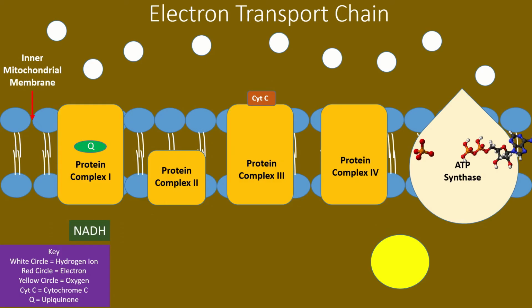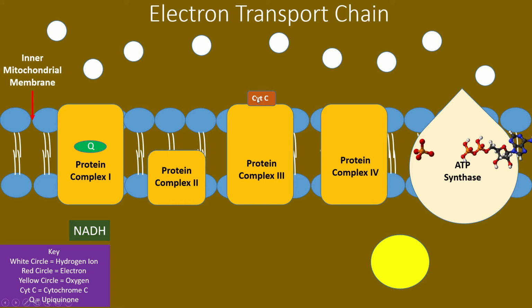A lot is going on here, so let's work slowly. First, notice how NADH enters the cell. And let's get a little key here. White circles represent hydrogen ions. Notice there's a lot of them on this side of the membrane. There's a reason for this. We're trying to create a chemical concentration gradient based on these hydrogen ions. Any red circles you see will be electrons. The yellow circle down here represents oxygen, which helps to drive this process by pulling the electrons along.